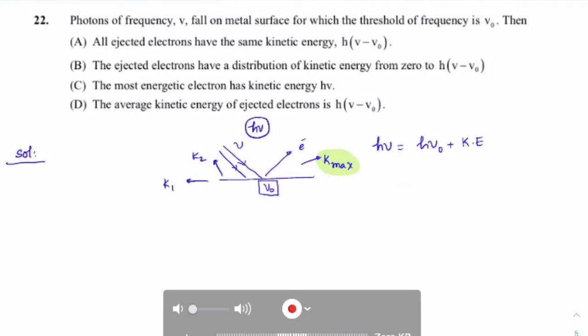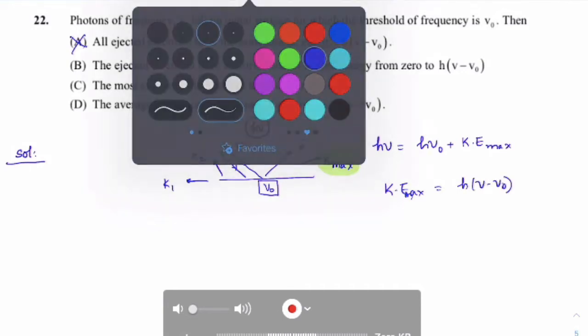So this formula in fact is only valid for maximum kinetic energy. Correct? So that is one thing you need to understand. Now let us get back to the options. All ejected electrons have the same kinetic energy, which is incorrect. The ejected electrons have a distribution of kinetic energy from 0 to this maximum, which is correct, right? From 0 to this part we will have the kinetic energy. You can see this is the maximum kinetic energy, which I can write as h into nu minus nu naught. So this option is right.